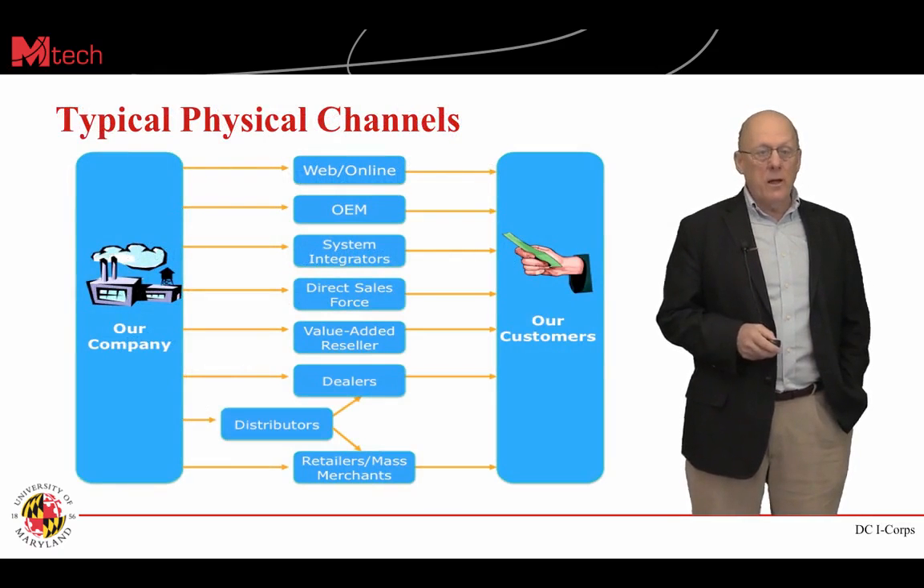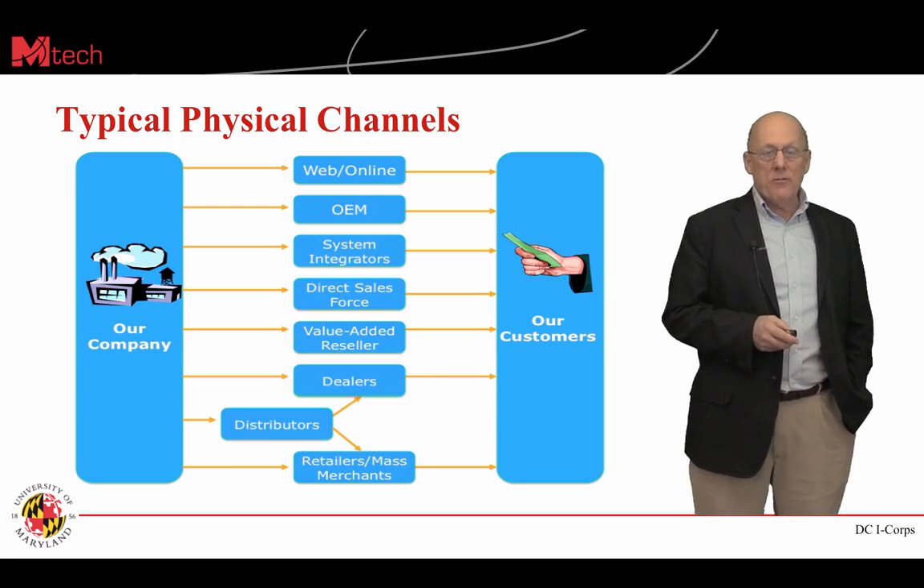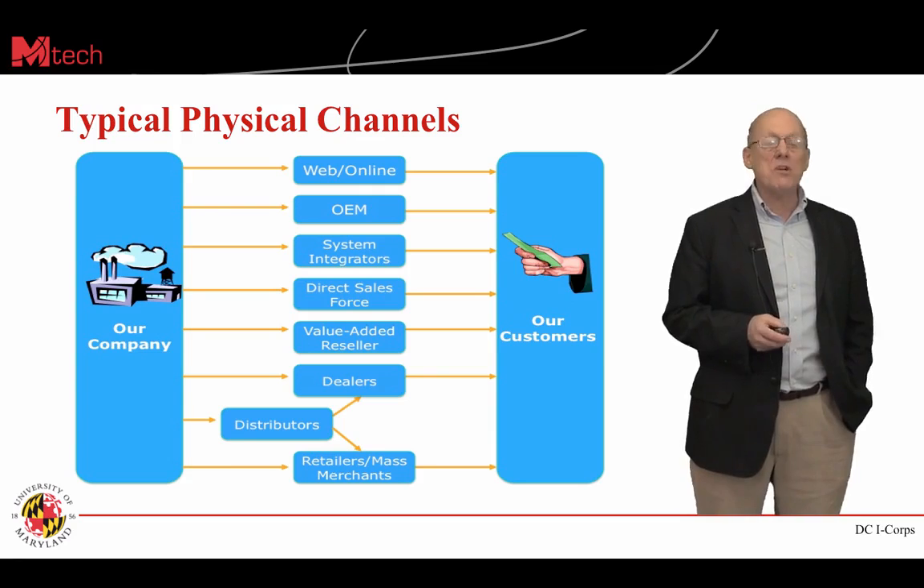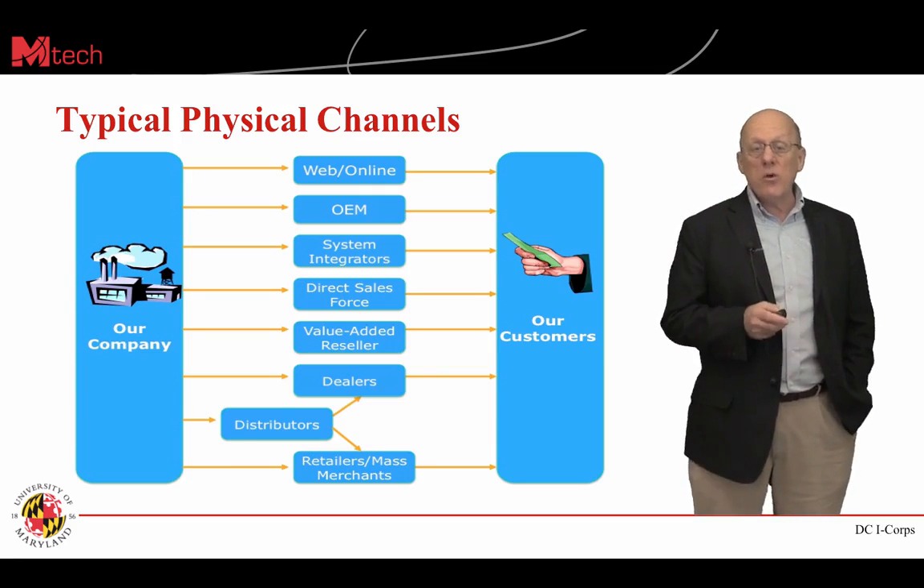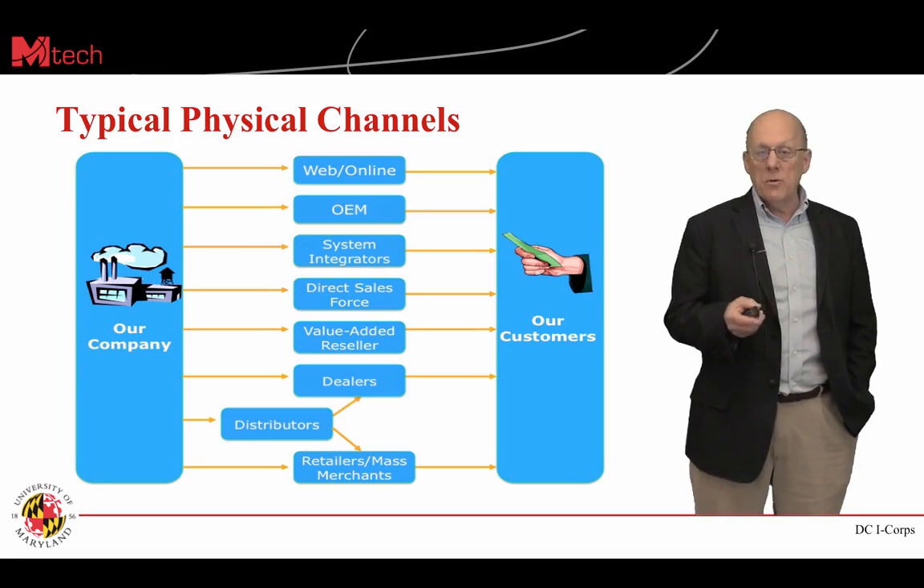If you look at a typical physical company, a physical product, physical channel, you'll have the company on the left and you'll have the customers on the right, and you'll have a variety of ways, transmission belts, if you will, to reach your customers. Web and online is a way to reach your customers. You have a website, you communicate with them, you email them.